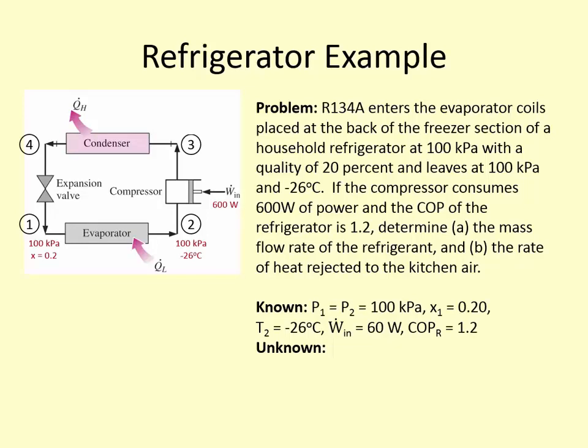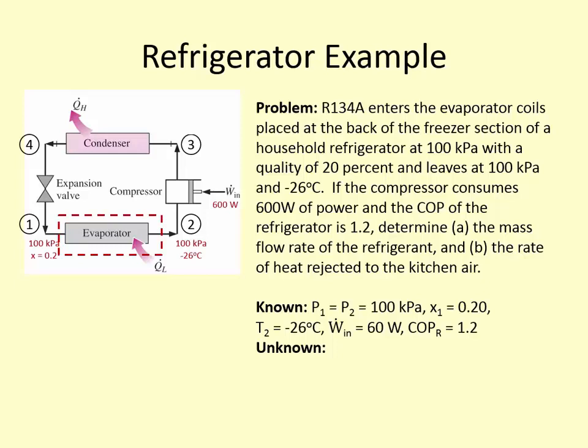So we need to find the mass flow rate of the refrigerant and the rate of heat rejected to the air. Okay, so this is a similar problem. What do we do to find the information that we need? Okay, so what do we want to analyze? The evaporator, right? So let's do our control volume is the evaporator itself.